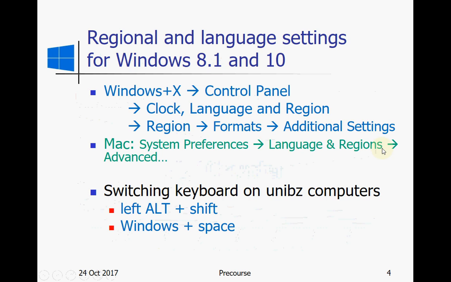Before we start, there are some regional and language settings you should set up on Windows 8.1 and Windows 10. The two operating systems are very similar, with slight changes in some little aspects. So if you have Windows 8.1, you can follow this video anyway. As you can see, there are also references for Mac, but Mac users have another video. Press the Windows key on your keyboard, which is identified with the Windows logo. Press it together with X and then go to Control Panel.